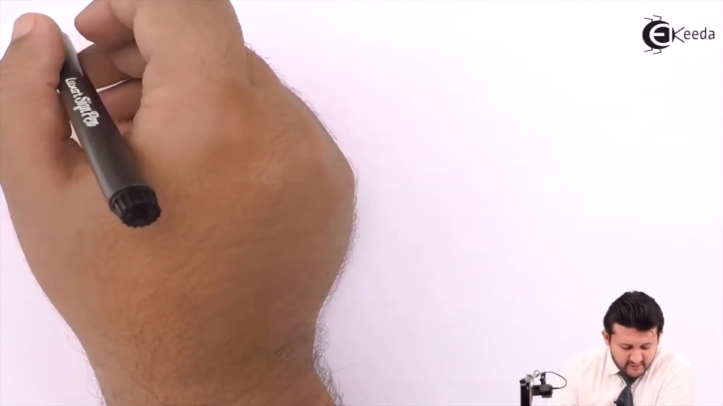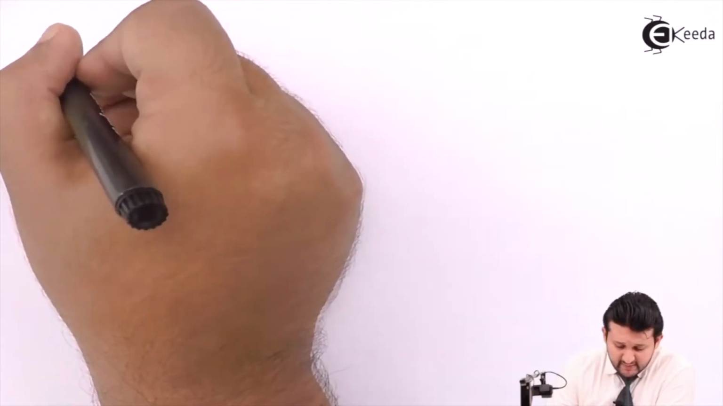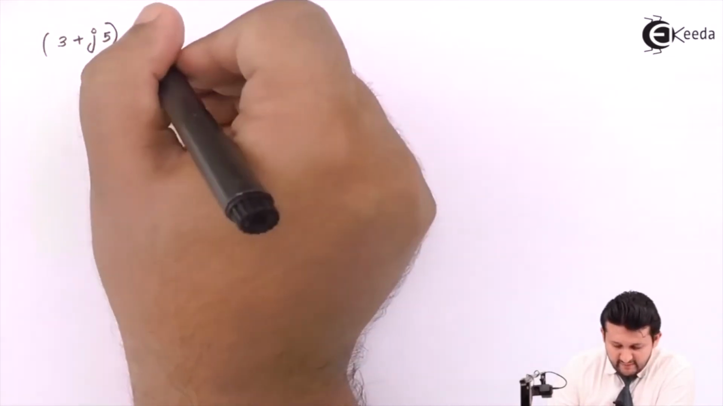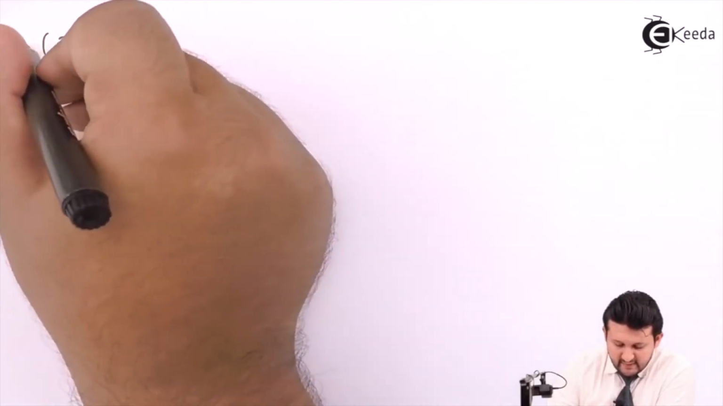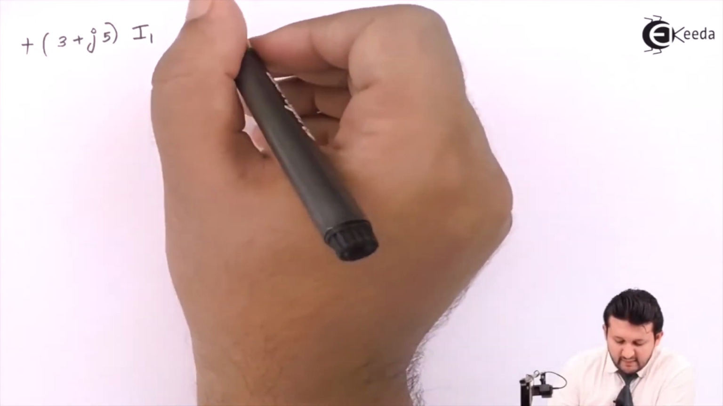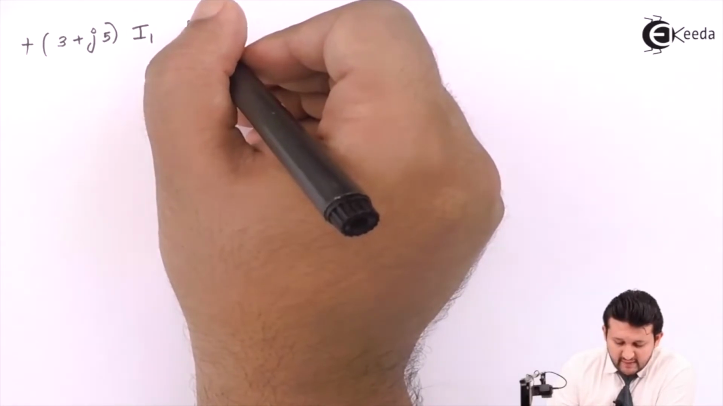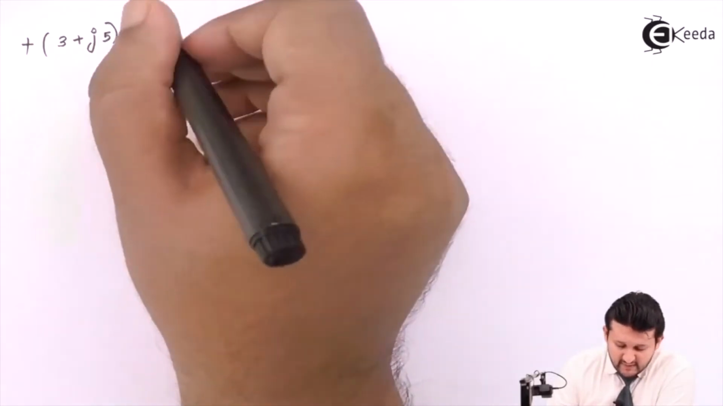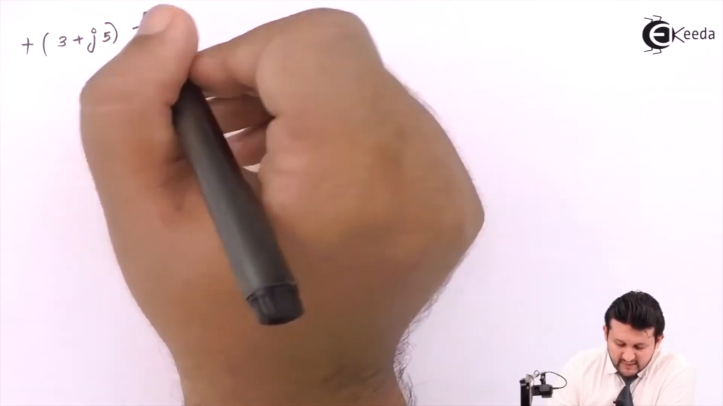About mesh equation. So add the real and imaginary parts. The equation which you will be getting will be 3 plus j5, your current will be I1. Since you're writing for mesh 1, the sign will be positive. Now you'll observe, among these two, is there any other current which is flowing? So you will say you have a current known as I2.